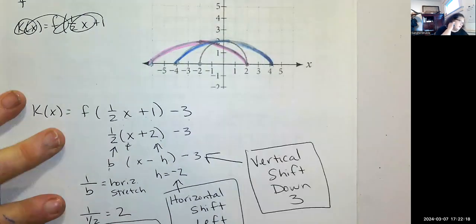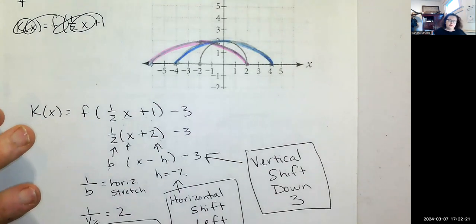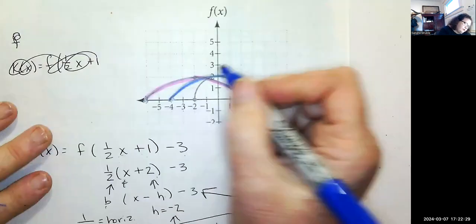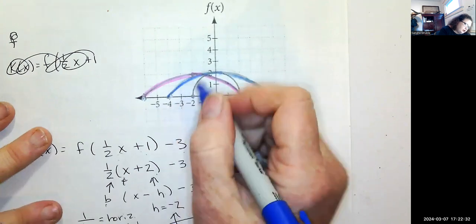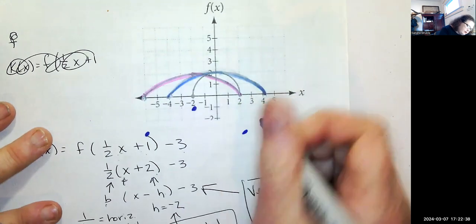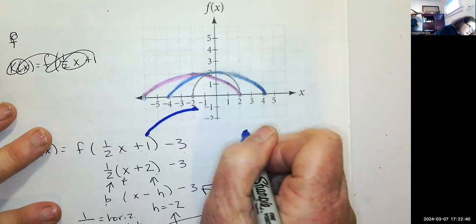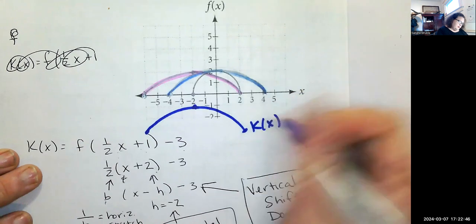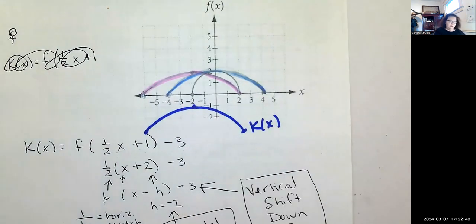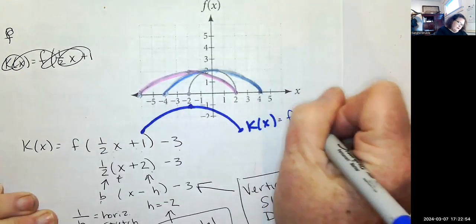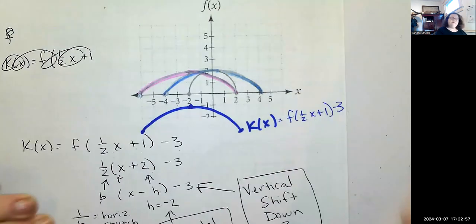Okay, and then my last one, I have to shift it down 3. So from the pink one, I'm going to go down 3. 1, 2, 3. 1, 2, 3. And 1, 2, 3. There we go. And then that is k of x, which is f of 1/2 x plus 1 minus 3.